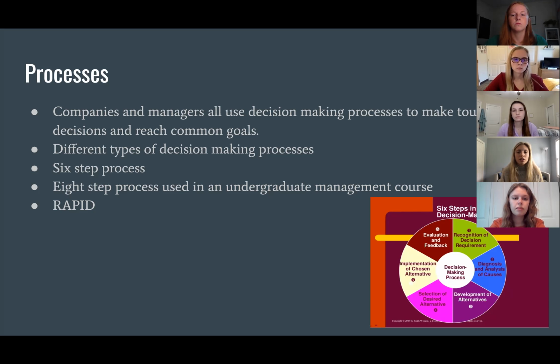Another company researched uses the RAPID approach, which stands for recommend, agree, perform, input, and decide. Even though all of these approaches are different, they all require identifying the problem, generating solutions, making the choice, implementing the choice, and evaluating the overall decision to ensure that it is working.